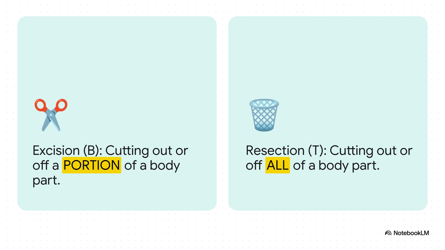Both of these involve cutting out or off a body part without putting anything back in its place. But here is the key distinction. Excision, which is character B, means you are only removing a portion of a body part. Basically, you're leaving some of it behind. Resection, on the other hand, is character T, and that means you are cutting out or off absolutely all of a body part. Getting this distinction down is literally the bedrock of assigning the correct ICD-10 PCS code.